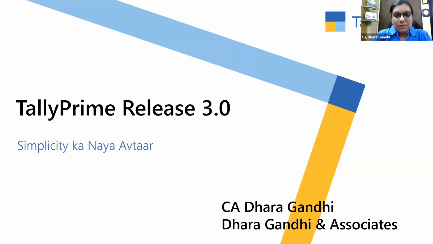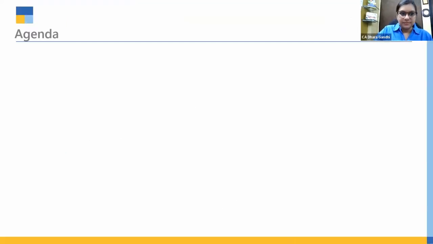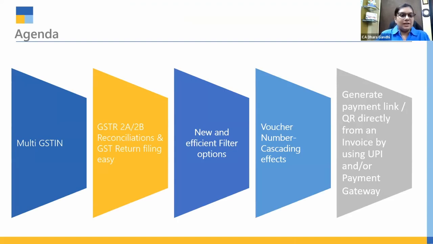In this TallyPrime 3.0, they have enhanced more features for GST return filing, more filtering features, payment features, and many more. So let's go through TallyPrime 3.0. We'll discuss multi-GSTIN today, reconciliation of 2A and 2B, a simplified version of filing, new and efficient filter options, certain features of voucher numbering, that is cascading effects, and how to generate payment links and QR directly from an invoice by using UPI and other payment gateways.